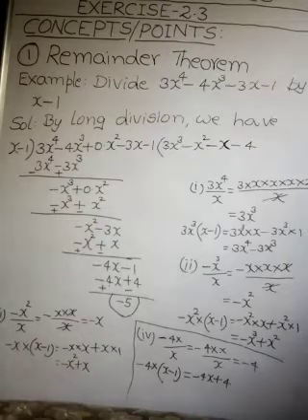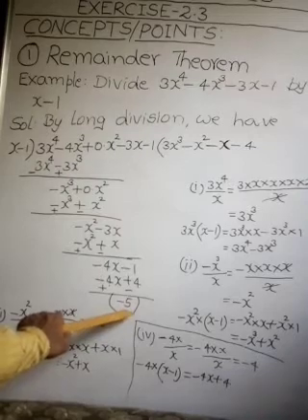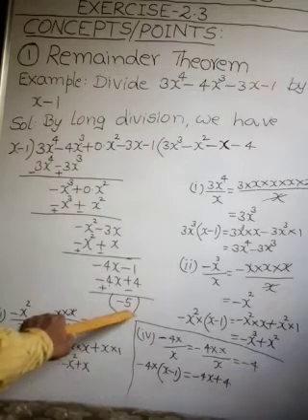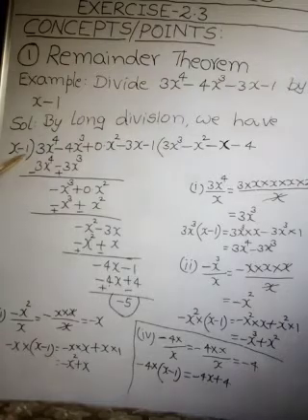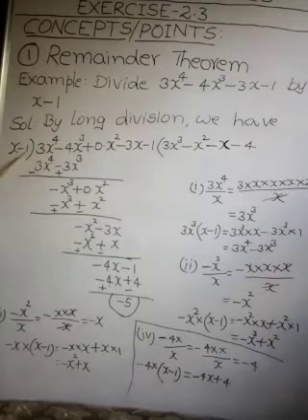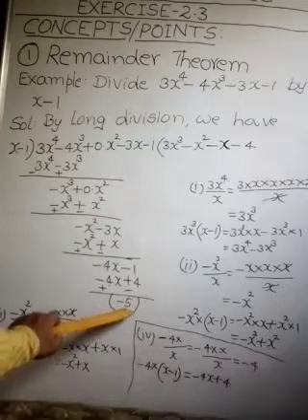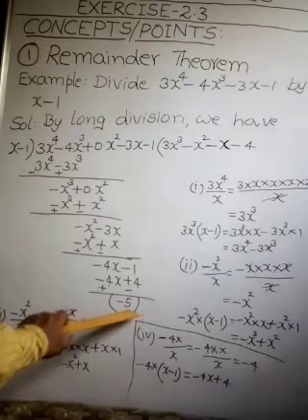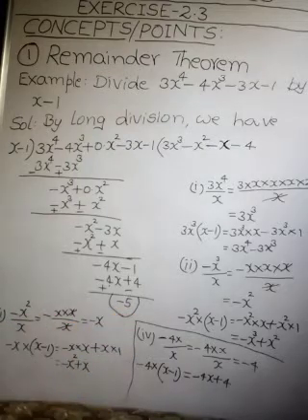Minus 5. If you observe, this is a constant polynomial, a non-zero polynomial. What is the degree of this non-zero polynomial? 0. Here the degree of this divisor is 1. So the degree of this polynomial is less than the degree of this polynomial. So we stop the division. So this is considered as the remainder. Here minus 5 is the remainder. We stop the division at this step.